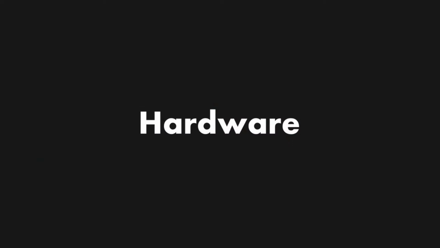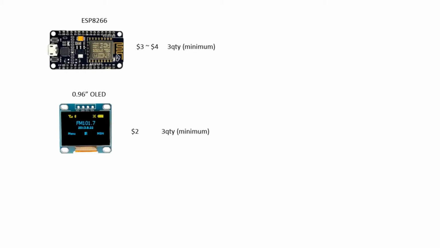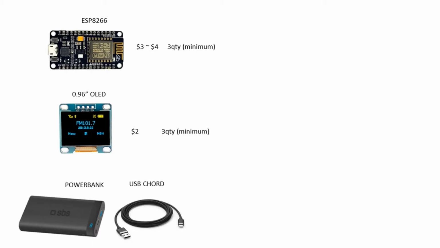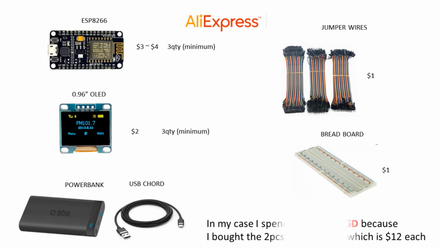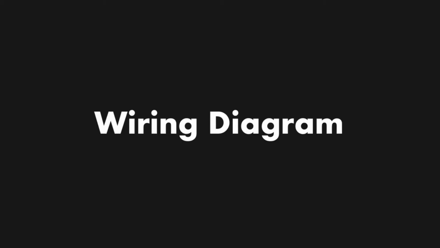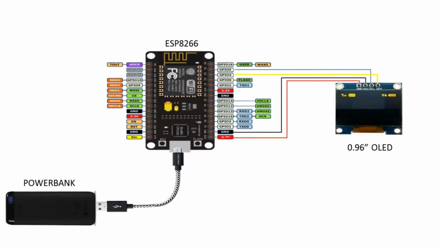The following are the hardware components I used in this project. We bought them in AliExpress, which is way cheaper compared to buying locally. This shows how to connect the I2C OLED to the ESP8266 pins. I2C has 4 pins. The OLED is for debugging purposes.